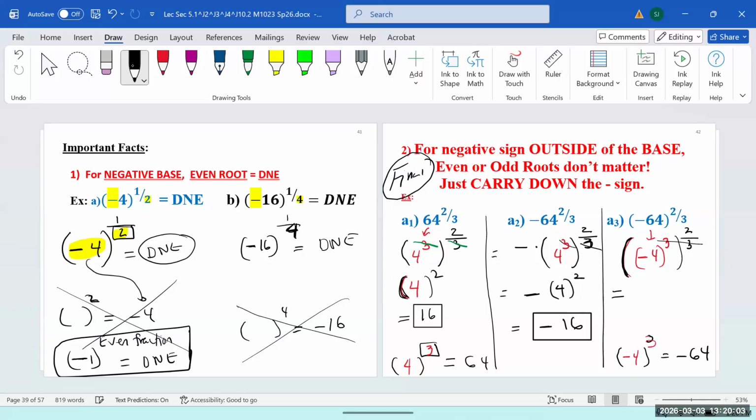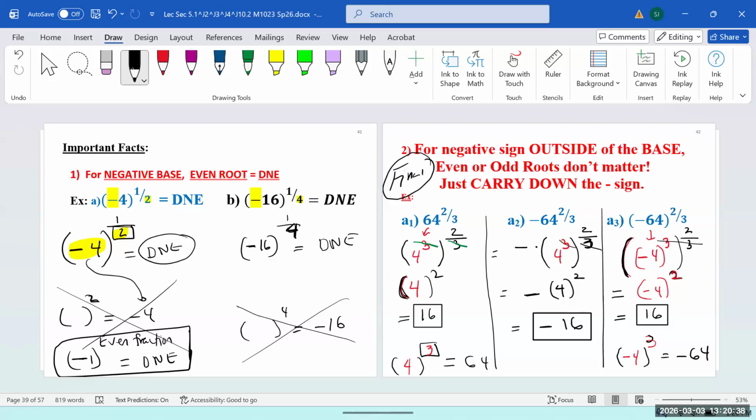Cancel out the denominators. Sorry, one denominator, one numerator. No more denominator. So what is left? Negative 4 on the base and 2 on the power. So what do we get? Positive 16. So our negative is not multiplication here. It's negative 4 as a base. So negative 4 times negative 4 turns into positive 16.